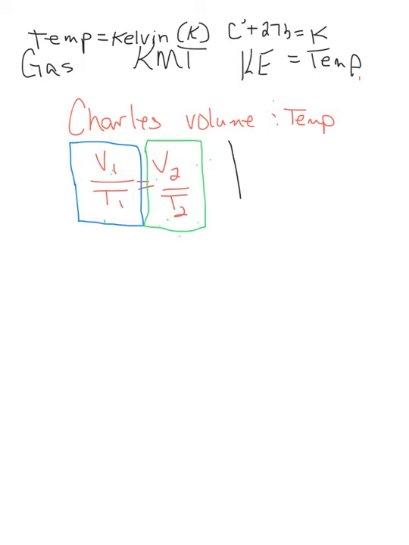And then to graph a direct relationship, very generally, it would look something like this. So we have volume here on the y-axis, temperature on the x-axis, and we see this line that kind of cuts through the middle. It's a direct relationship.